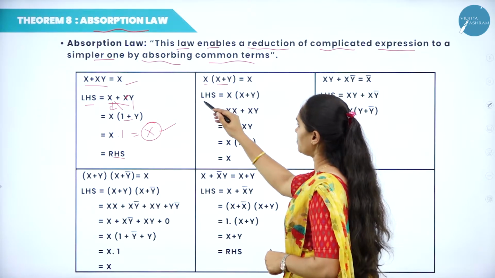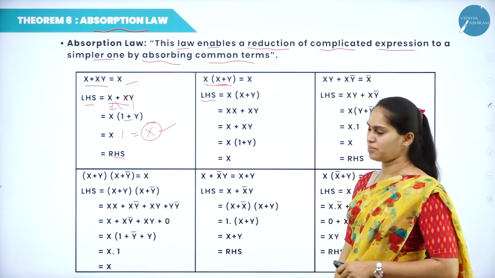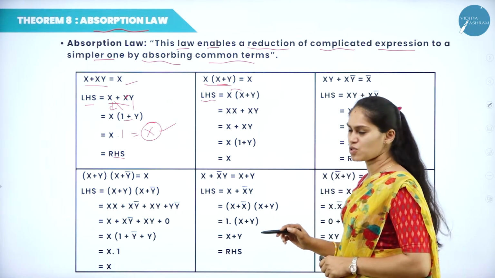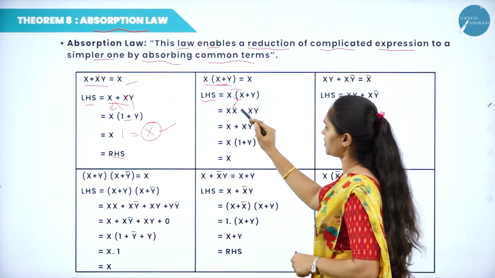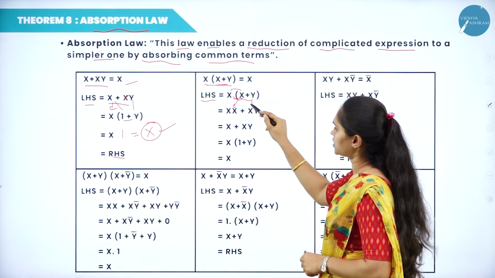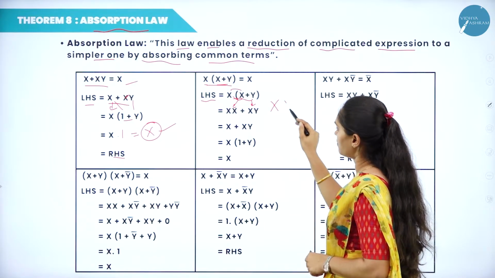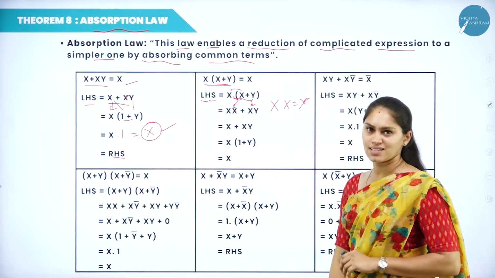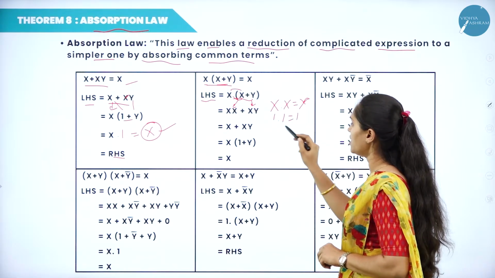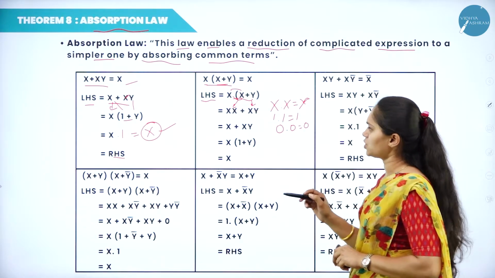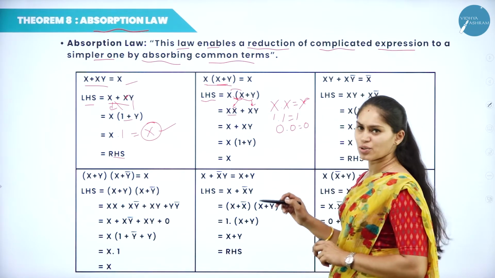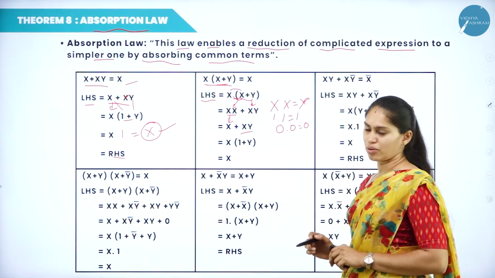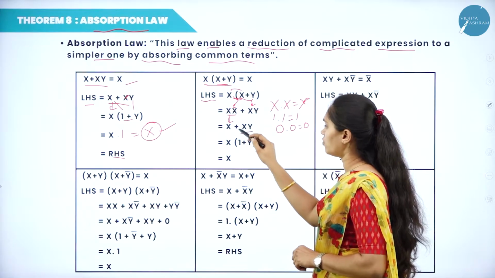So here let me consider this LHS, that is x into x plus y. After that I will multiply this x with x and x with y. So x into x will be x, plus x into y will be xy. After that, as we all know, if I multiply any variable with the same variable, then I am going to get the same variable as a result. For example, 1 into 1 will be 1 and 0 into 0 will be 0. So in the place of x into x, I am going to take the value x itself, plus xy. Again, I can take a common factor out of this, x into 1 plus y.